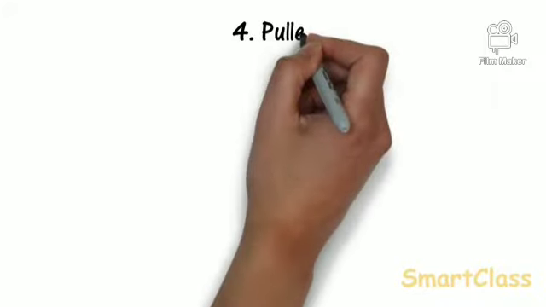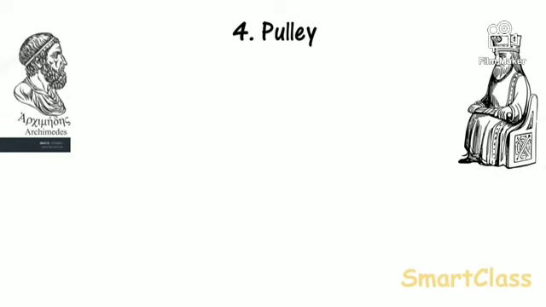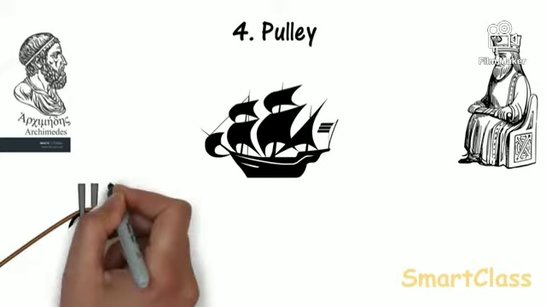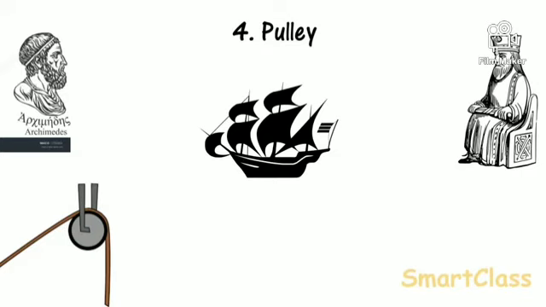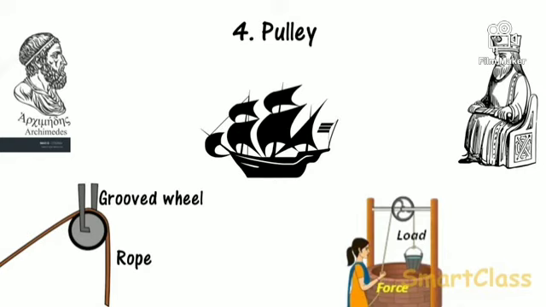Pulley. Archimedes was once asked by King Hieron of Syracuse to single-handedly drag a large ship up the beach, and he was able to do that without any help. He did this with the help of many pulleys. A simple pulley consists of a grooved wheel with a rope passing through it. A pulley is normally fixed to a support above the load. The load is tied to one end of the rope and the effort is applied at the other end.